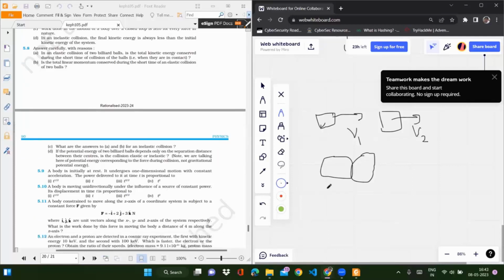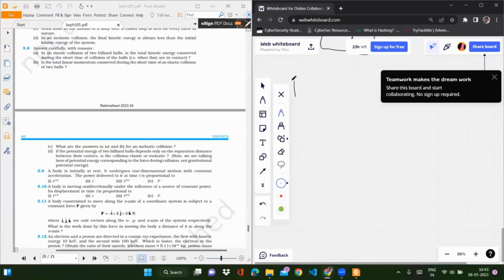Now, question 5.9. A body is initially at rest. It undergoes one-dimensional motion with constant acceleration. The power delivered to it at time t is proportional to what? So it is given that the body is under one-dimensional motion with constant acceleration. For constant acceleration, we can use the equations of motion. As we are concerned with the power, power is work done per unit time.